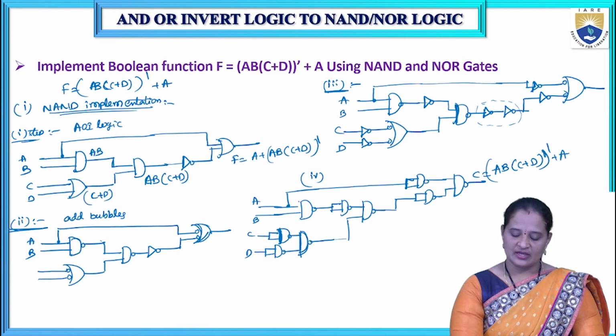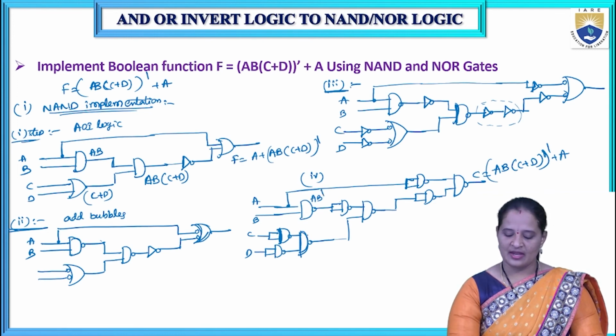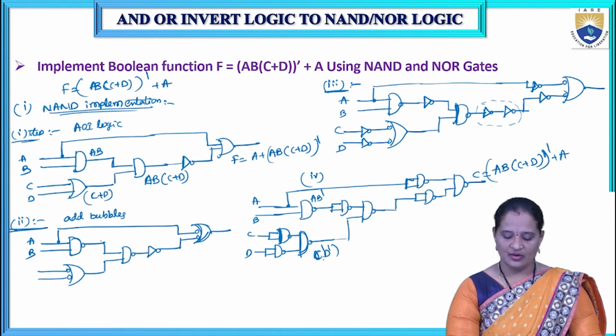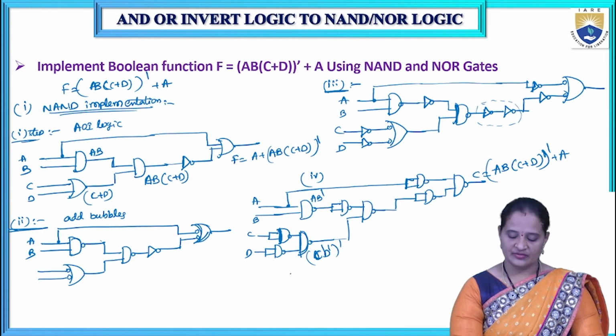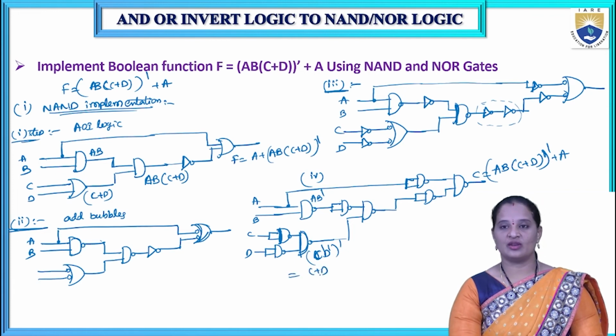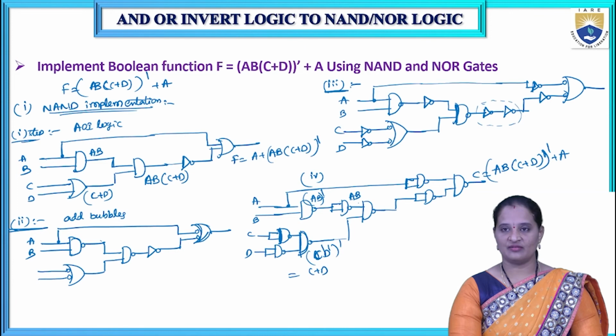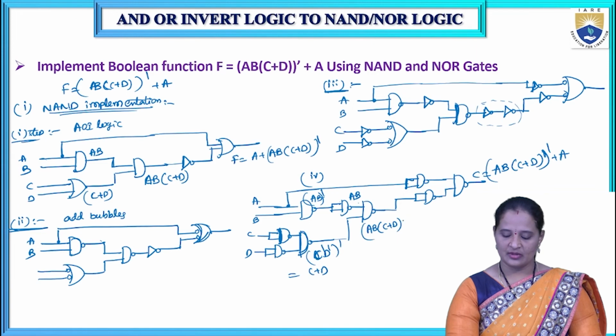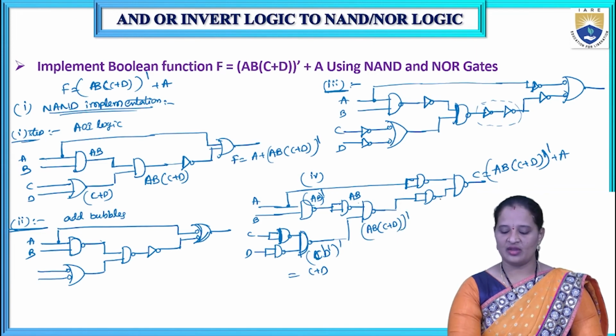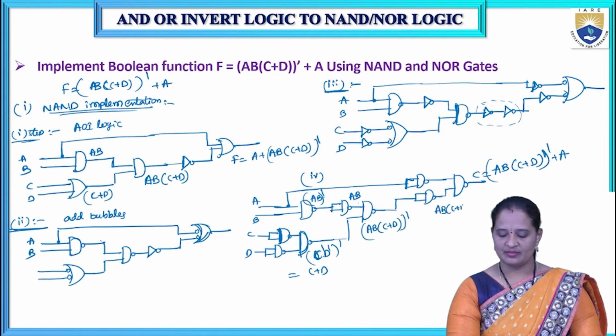So this is AB, that is AB bar, and this one is C bar, D bar, whole bar. Or else we can also write this one as C plus D. And this one is AB whole bar, whole bar. So what will we get? We get AB here, so that is AB into (C plus D) complement, and here we are complemented again. So I'll get AB into (C plus D).